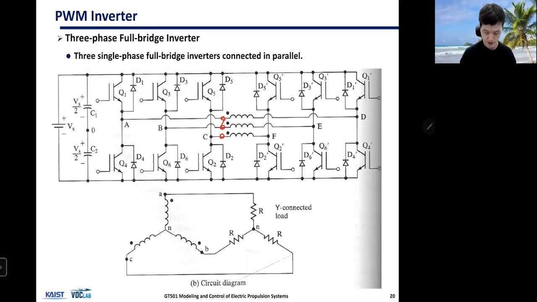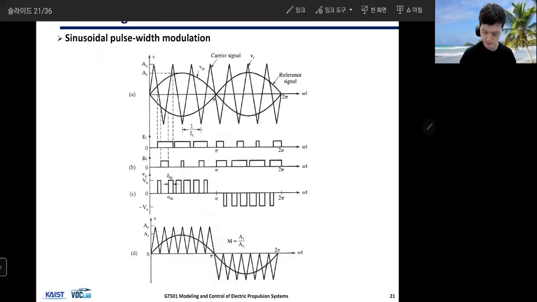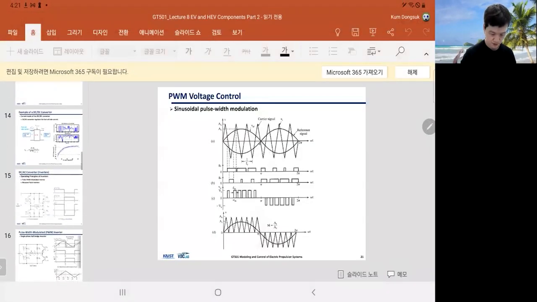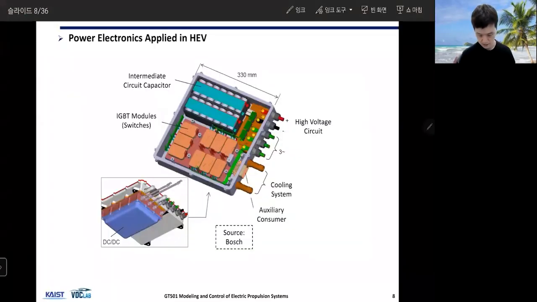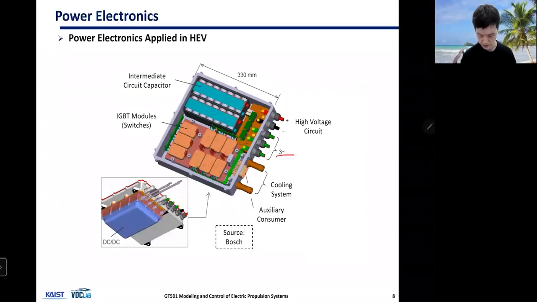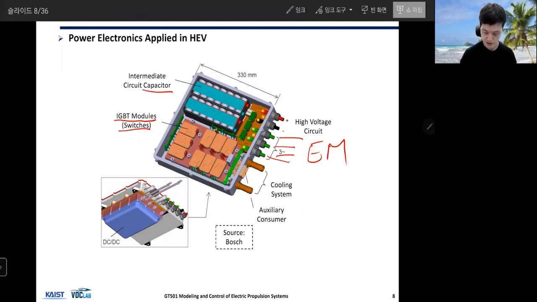So if you go back to here, you have 3-phase AC signal coming out, and this is connected to electric machines. Okay, so usually you have these 3 outputs. Okay, and you have these IGBT modules, which are basically the switches. Okay, and then you have capacitors.